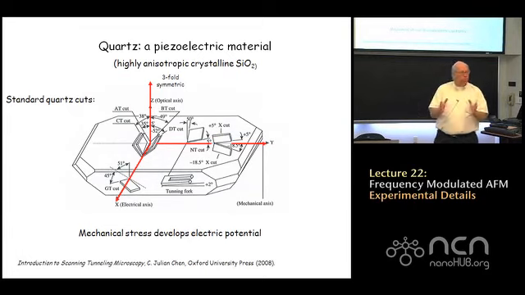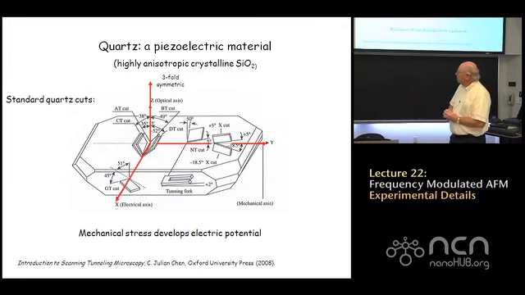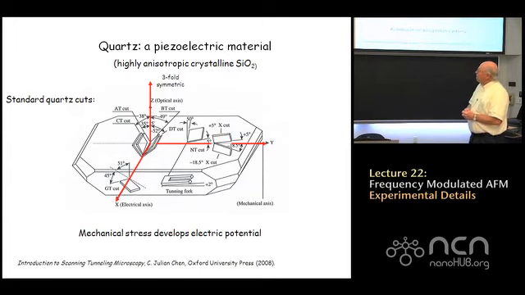Tuning forks are made out of quartz, right? Quartz is crystalline SiO2. And apart from silicon, I think quartz is the second material in the U.S. by weight that's made every year, right? Silicon by far is the leader. But after that, I think quartz comes in a close second. And the reason quartz is so interesting is because it's a piezoelectric material.